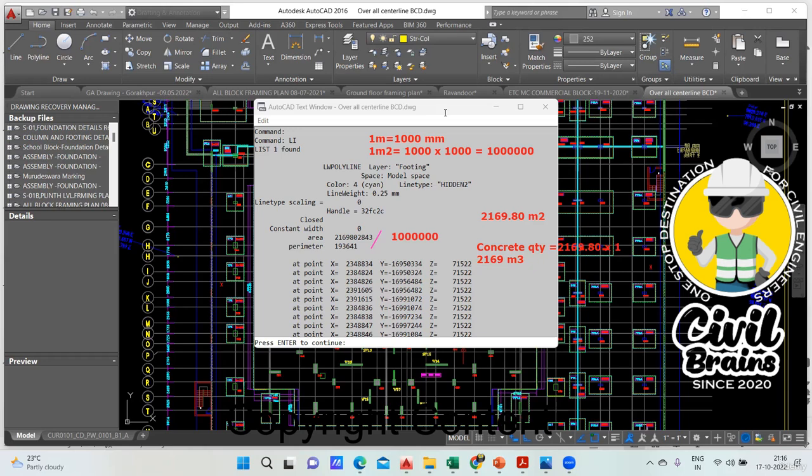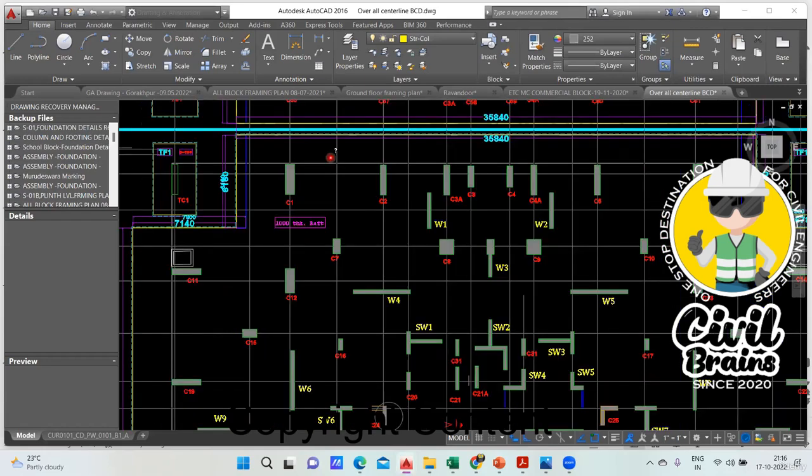And now I'll also find the perimeter. I want to find the shuttering quantity. For shuttering, I want the perimeter. So perimeter is given 193641. So this perimeter is in mm.